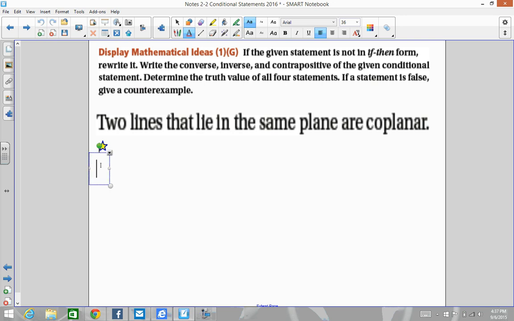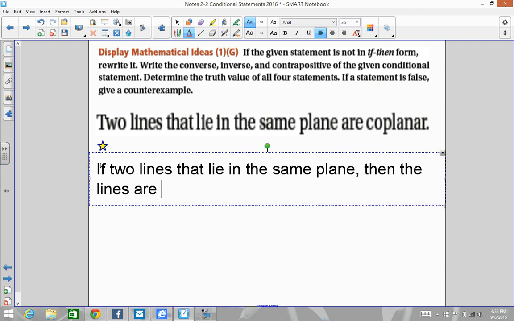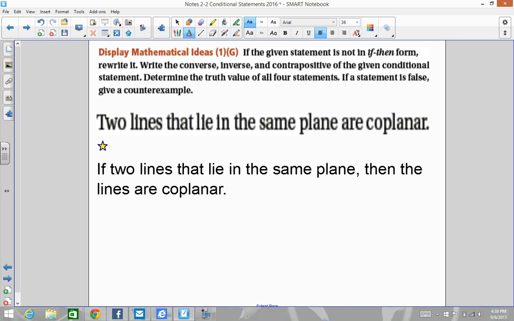Okay, so just to help you out here also, I will give you the conditional statement to help you. If two lines lie in the same plane, then the lines are coplanar. And from that, you should be able to write all the rest of yours. I'm not going to give you a hint on this, but you can work on this one with your truth tables also. Okay? All right.